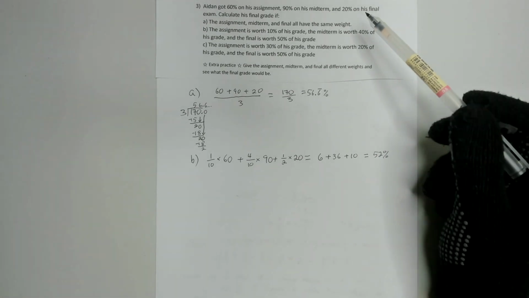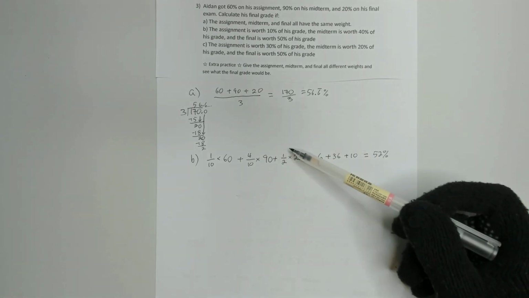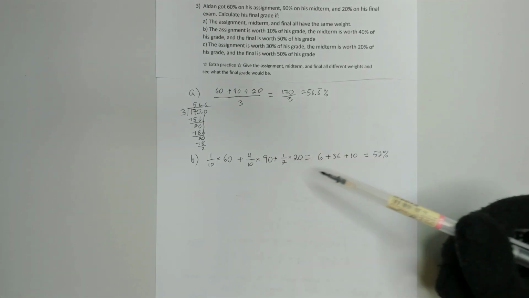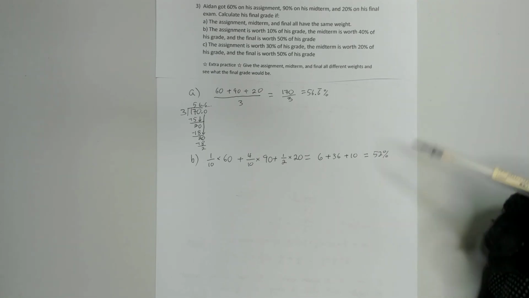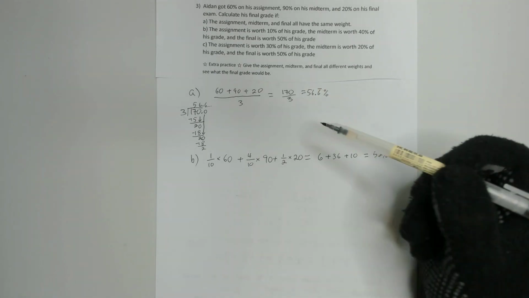But also, the final, he did worse on the final. Here, it's only worth a third. But here it has a weight of a half, so the final also has more weight to it, and since he did poorly on it, that's also going to be lowering his grade. So that's why we see that the weighted average here is actually lower than the average we calculated for part A.